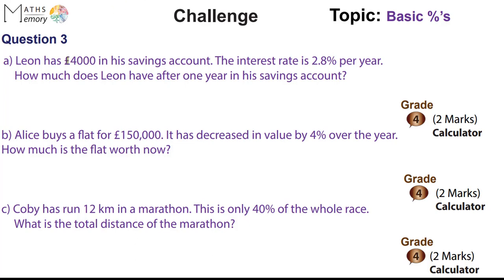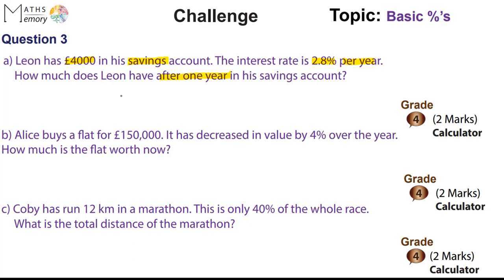So part A, Leon has £4,000 in a savings account. So this directly assumes it's a bank. Okay, the interest rate is 2.8% per year. How much does Leon have after 1 year in the savings account? So basically we're dealing with an increasing multiplying factor over here, which is assumed increasing because it's a savings account. It may not be nowadays, but look, it's the best we have, I guess, in this situation.